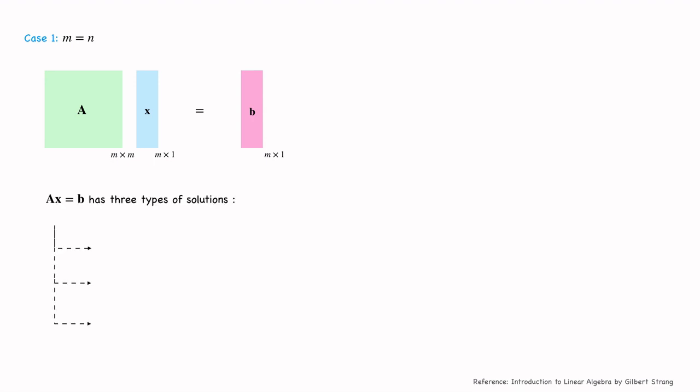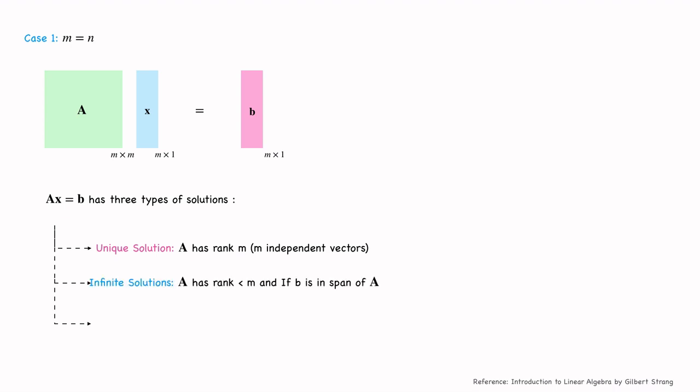Let us start with the first scenario where m is equal to n, which means A is a square matrix, and x and b are both of dimension m cross 1. Basically there are three types of solutions. The first is a unique solution that arises when A has rank m. Rank indicates the number of independent vectors in the matrix. Each column in A is of m dimension, and if the rank is m, it spans the whole m-dimensional space. So when you have m independent vectors, you are going to have the unique solution.